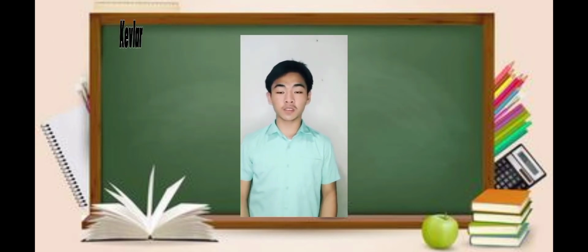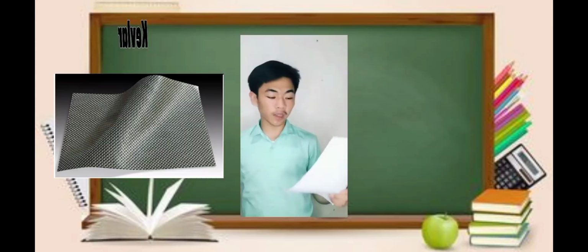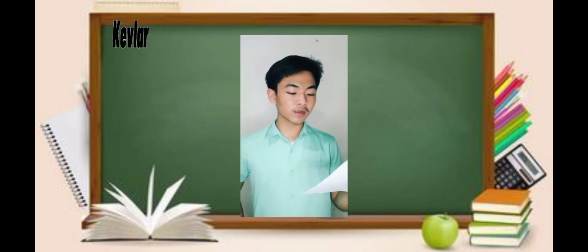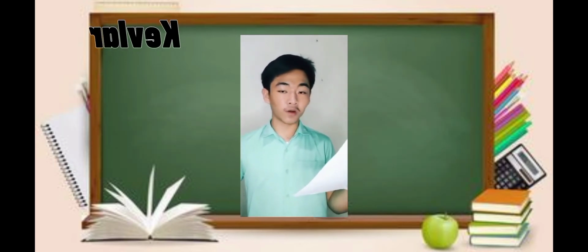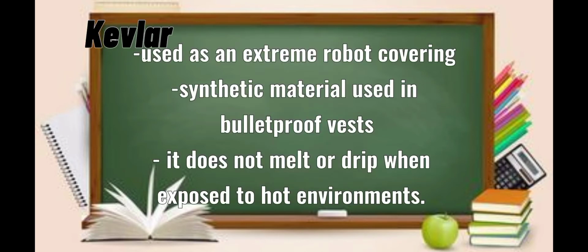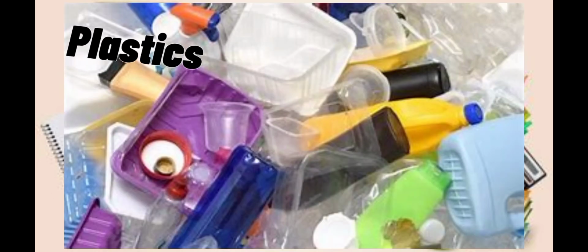Another material used in constructing a robot is Kevlar. Kevlar is a synthetic type of material used in bulletproof vests. A few of its characteristics make it worth applying for a robot's exterior. As well, you can use it as a shell on a robot that requires safeguarding from extreme temperatures. Numerous heat-resistant clothing includes Kevlar sewn into the material since it does not melt or drip when exposed to hot environments.